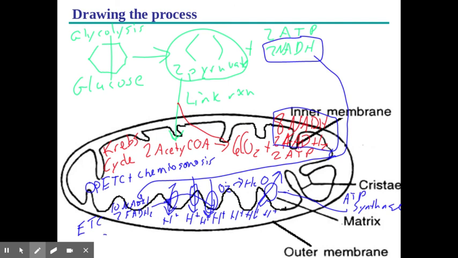So if I look at the overall process, we have the ETC down here. We have what goes in: oxygen, 10 NADH, 2 FADH2, and then what are we going to make? We make water plus about 34 ATP. Okay, so you can see why we said it makes about 38 ATP. 34 plus 2 plus 2 makes your 38 ATP.